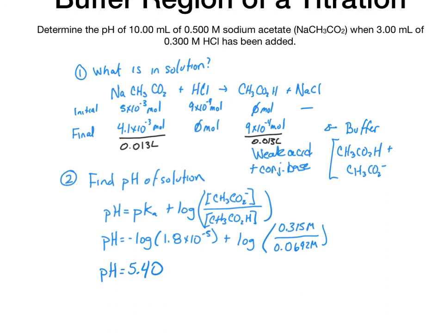Okay, so in the next portion, we are going to find out what happens to the pH of the solutions of a titration whenever we add enough strong acid that we are past the equivalence point.